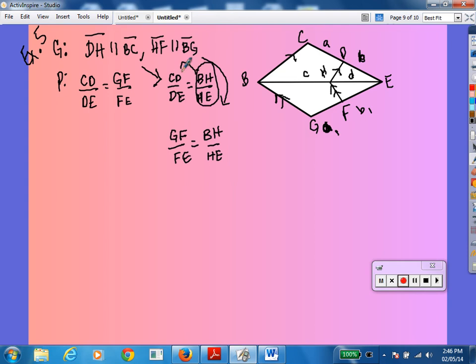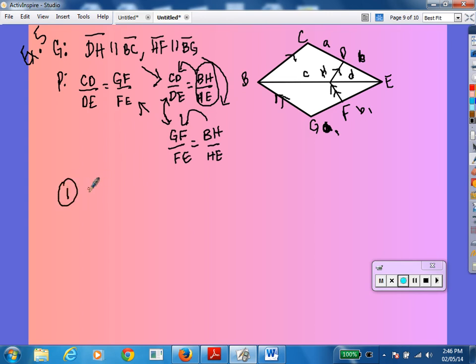And so BH over HE is equal to that and this. So we can use the transitive property to say that these two are equal to each other, which is what we're trying to prove. So pretty much we're done with that.